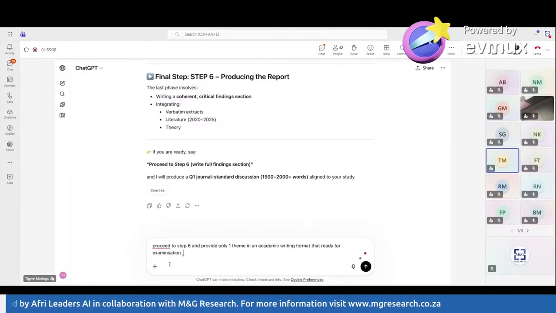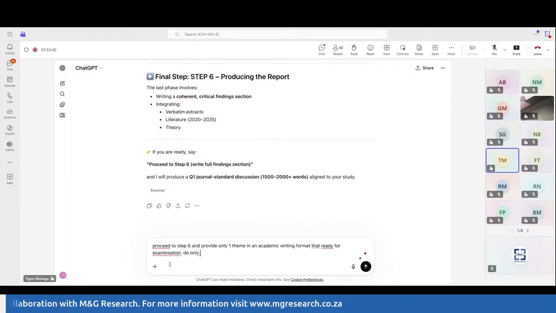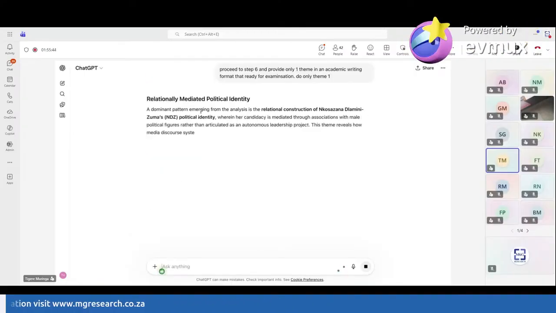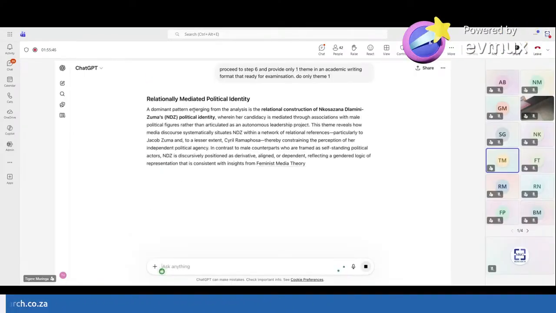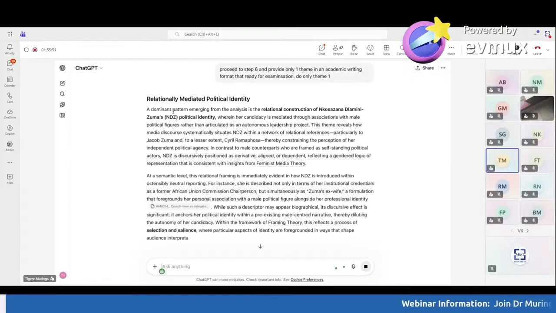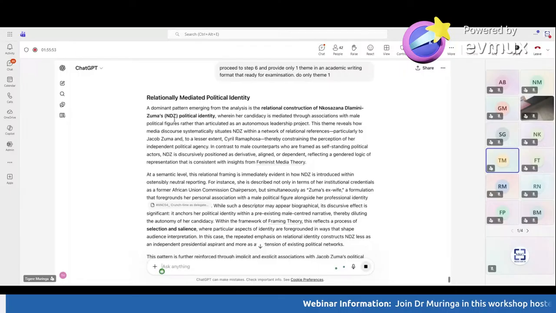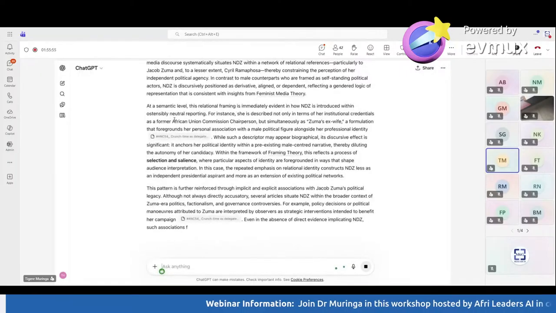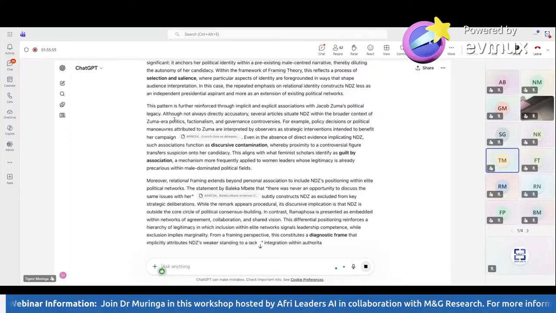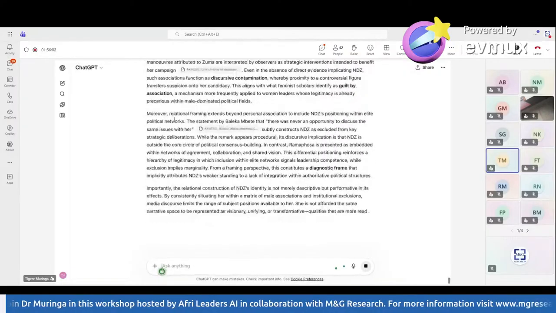Right, do only theme 1. Right, so now this is how our theme 1 would look when we are actually writing or demonstrating it, when we are presenting it in our findings. But of course we're going to need to look back and see if it makes sense.